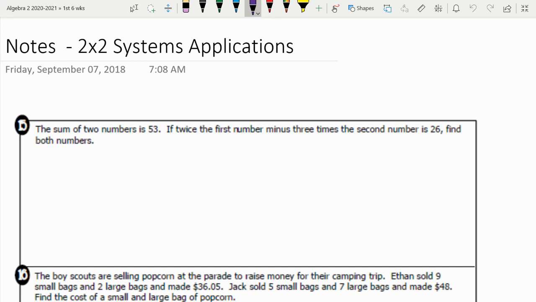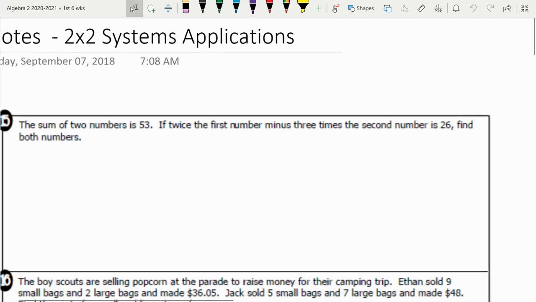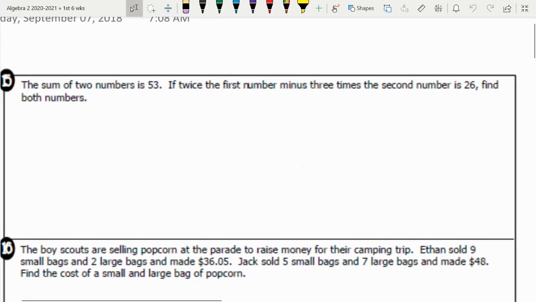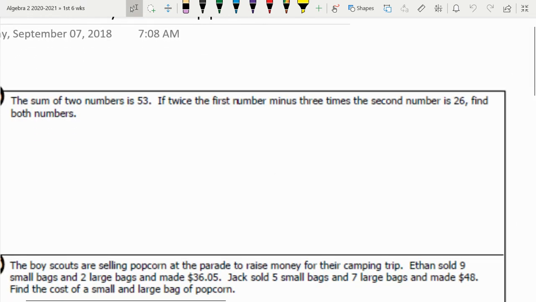Okay, so let's look. The hardest thing to do about this is turning these sentences into equations. That's pretty much what we're doing. So let's look at what we've got here. So let's look at this first example, 15. The sum of two numbers is 53. All right, so let's make this sentence say something. So if we look at sum, that means to add. Of two numbers usually means equals.